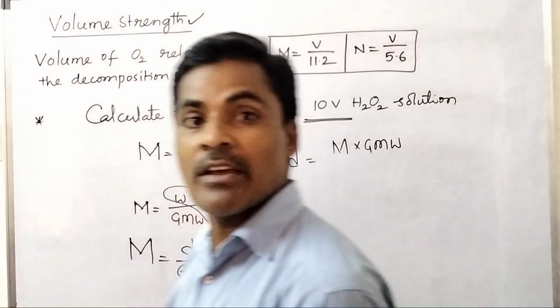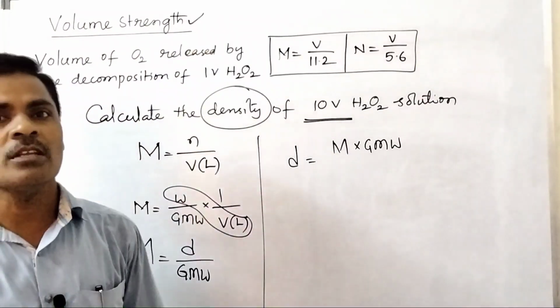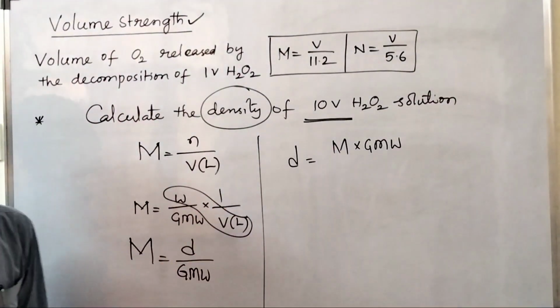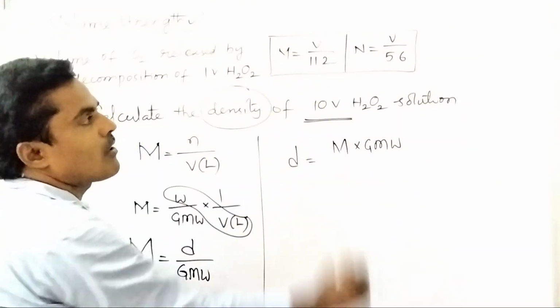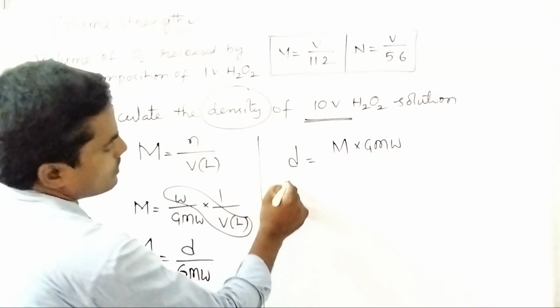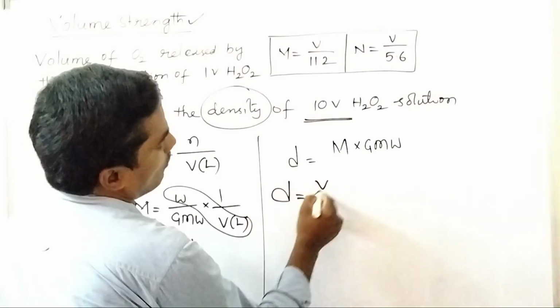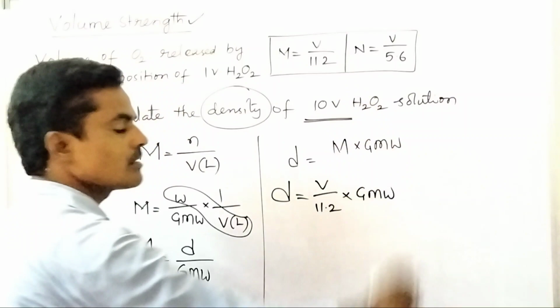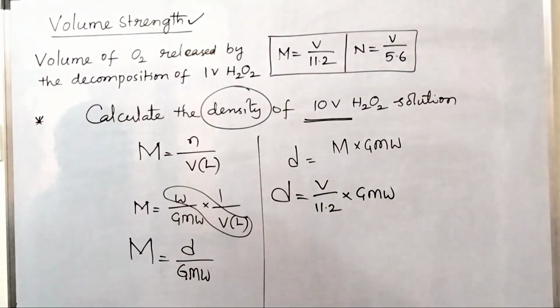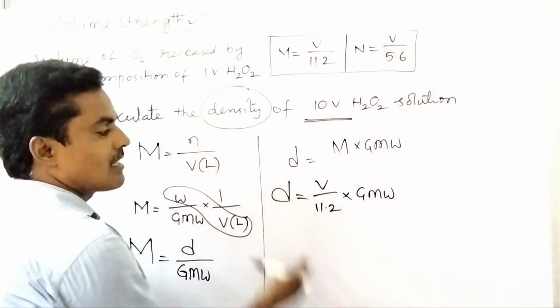Molarity is not given here; volume strength is given. We know the relation between molarity and volume strength: molarity equals volume strength upon 11.2. So now density equals volume strength upon 11.2 into gram molecular weight. Is it clear? Now we can calculate density.